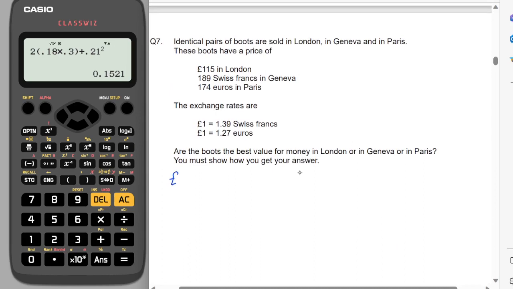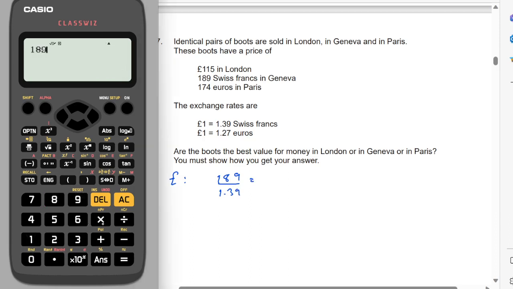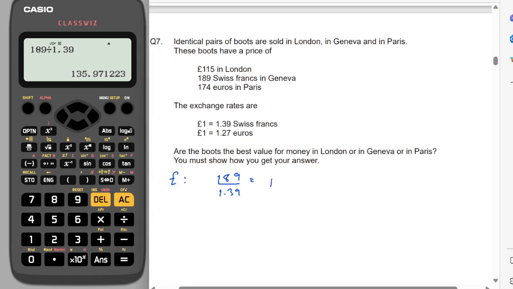So we already know the price in London, so I want to convert the Geneva price. So to convert Swiss francs into pounds, I would need to divide by the exchange rate of 1.39. So it's going to be 189 divided by 1.39. So it's going to be £135.97 in Geneva.